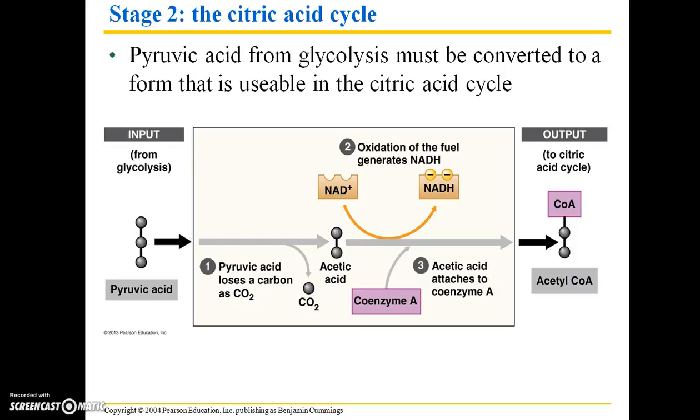Well, it would have helped if I would have put that up there sooner. But pyruvic acid from glycolysis must be converted to a form that is usable in the citric acid cycle, which is what I just went over there. So take a moment to review that if you would like, and I'm going to go ahead and move on to the citric acid cycle itself.